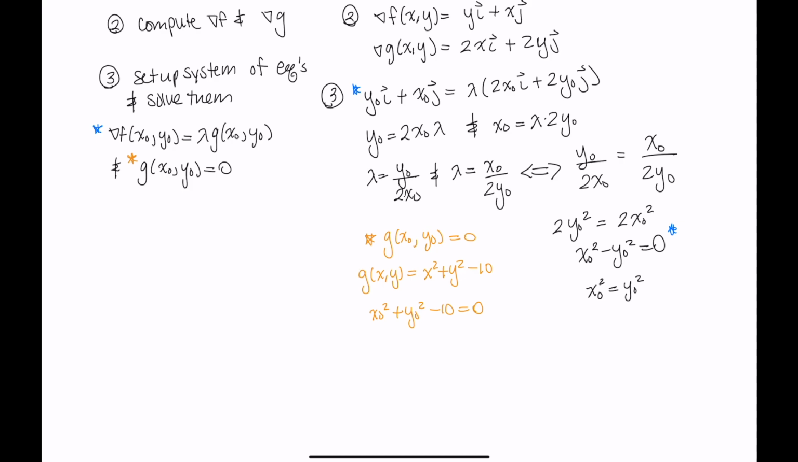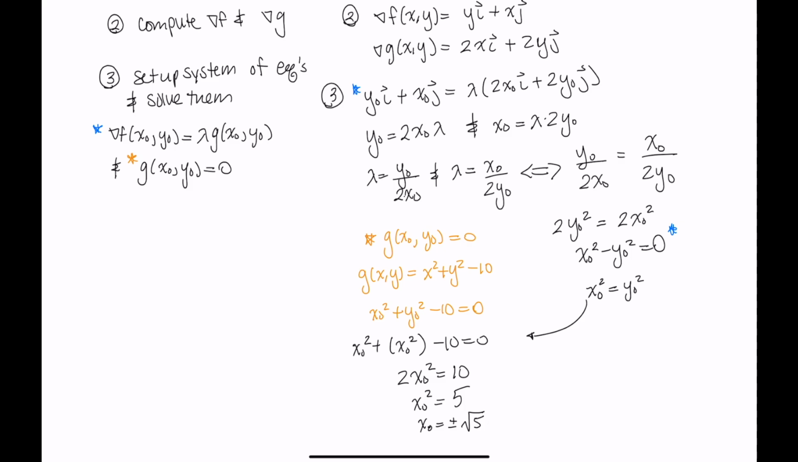So we have here x naught squared plus x naught squared minus 10 equals 0, or 2x naught squared equals 10. This plus this is 2x naught squared, and then I added 10 to both sides. So x naught squared equals 5, that tells me that x naught is equal to plus or minus the square root of 5.